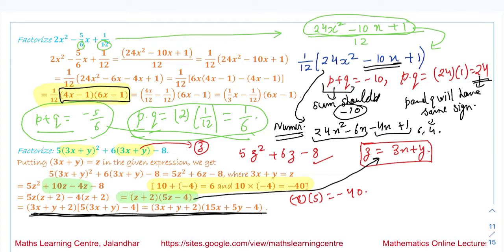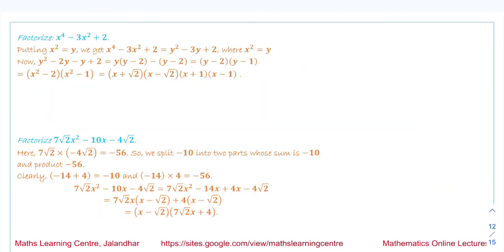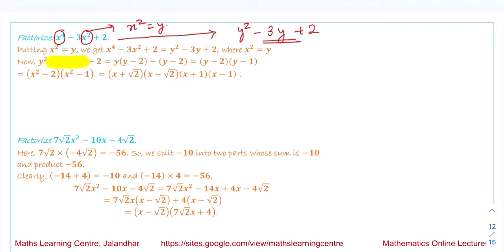Now in the next question, it is x raised to power 4 minus 3x square plus 2. So it is x square over here and x raised to power 4 over here. So what we do is, we substitute x square equal to y. So our question reduces to the form y square minus 3y plus 2. This is our polynomial now. And to solve this polynomial, we have to split the middle term. And how we have split the middle term? It is minus 2y minus y. The answer you are getting over here, on factorizing this polynomial, is (y minus 2) into (y minus 1).